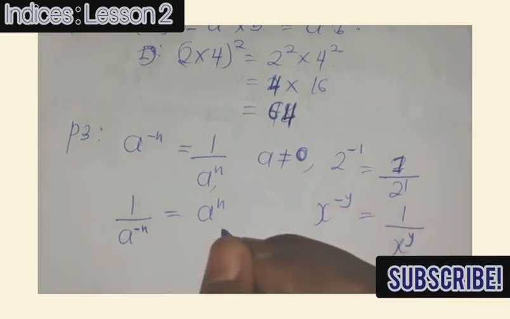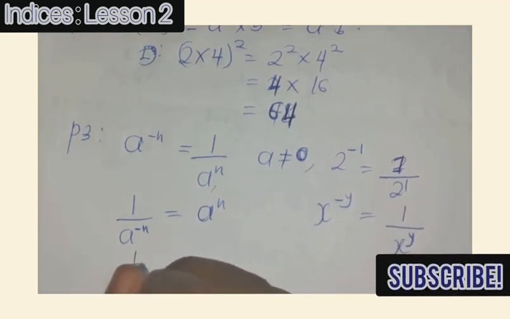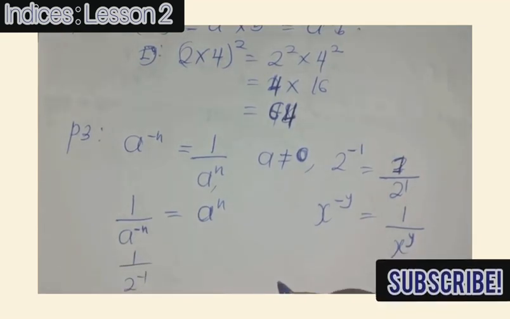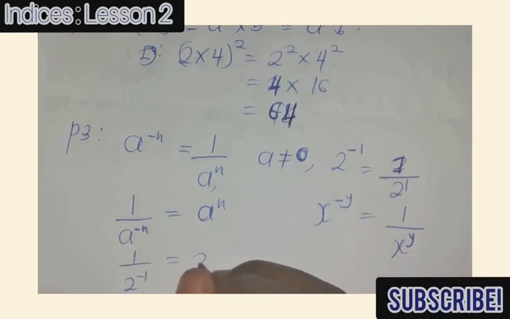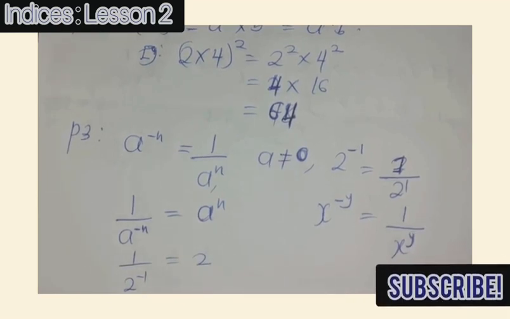Yeah, you can take a calculator and test it for yourself to understand the reason why we are having a to the power n. Let's say, for example, I have 1 over 2 raised to the power negative 1. It's the same thing as 2. With the calculator, you are good to go. So let's take note of that.